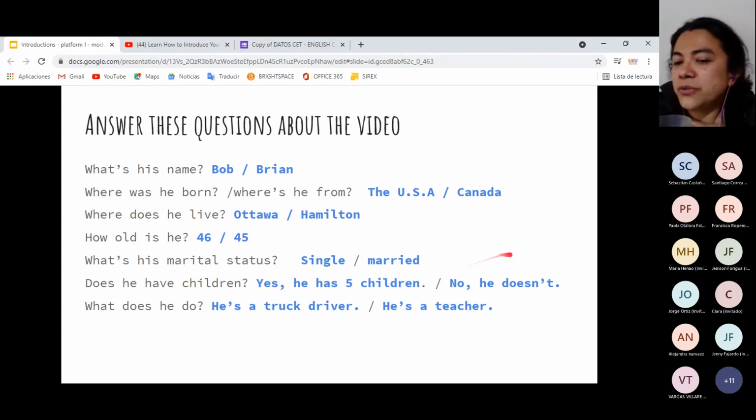And then we have, does he have any children? Yes, he has 5 children, or he doesn't. What's the correct answer there, class? Let's do it with Jeanette. Okay, Alejandra Narvaez. Go on, Alejandra. Yes, he has 5 children.